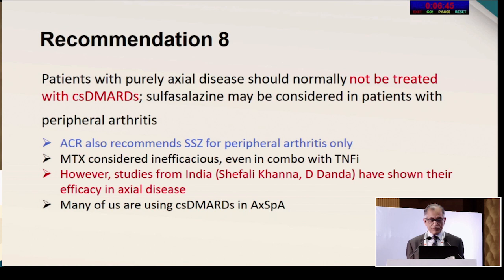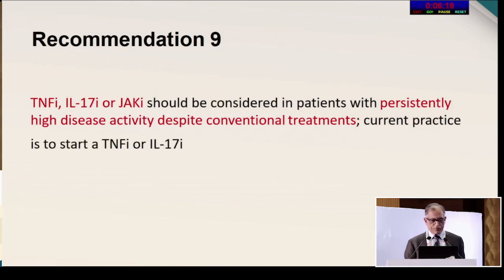However, studies from India have shown, Shefali Khanna and Debashish both have done their studies and published, that there is some efficacy of sulfasalazine as well as methotrexate even in axial disease. They have used combination as well. And many of us are using conventional synthetic DMARDs even now, based on our conviction that it works in 35 to 40% of patients, and all our patients are not able to afford biologics or other expensive drugs.